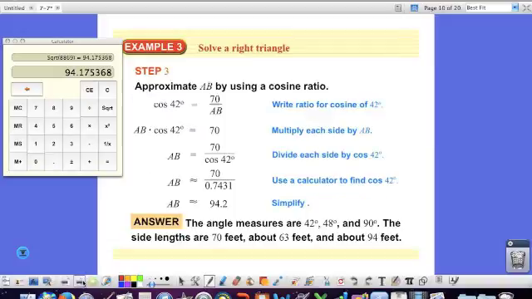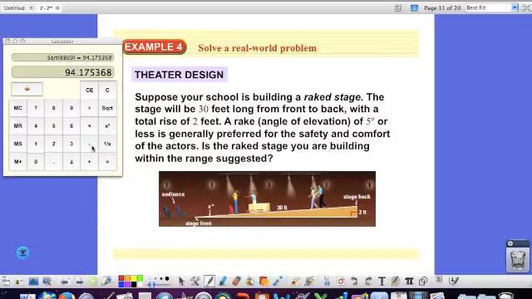Okay? And then also using the cosine ratio. So suppose your school is building a rake stage. That stage will be 30 feet long from front to back, with a total rise of 2 feet. A rake, or an angle of elevation of 5 degrees or less, is generally preferred for safety and comfort. So you need to find the measure of this angle.